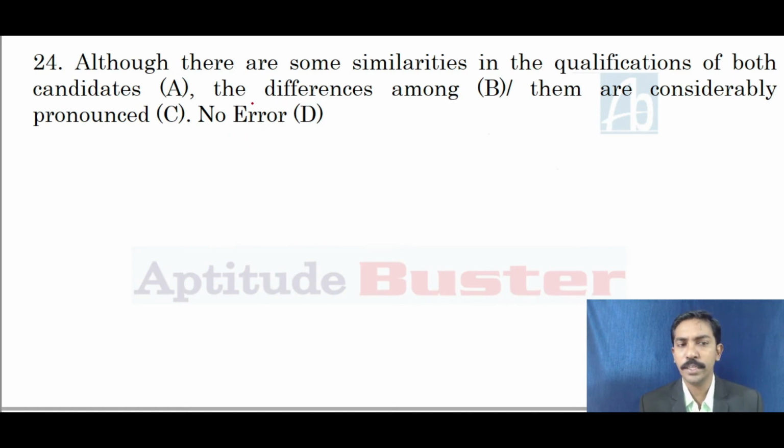Move on. Try to find any clues. Although there are some similarities in the qualifications of both candidates, the differences among them, when you deal with two entities, you cannot use the word among. Therefore, for question number 24, the error lies in segment B. The correction is the differences between.